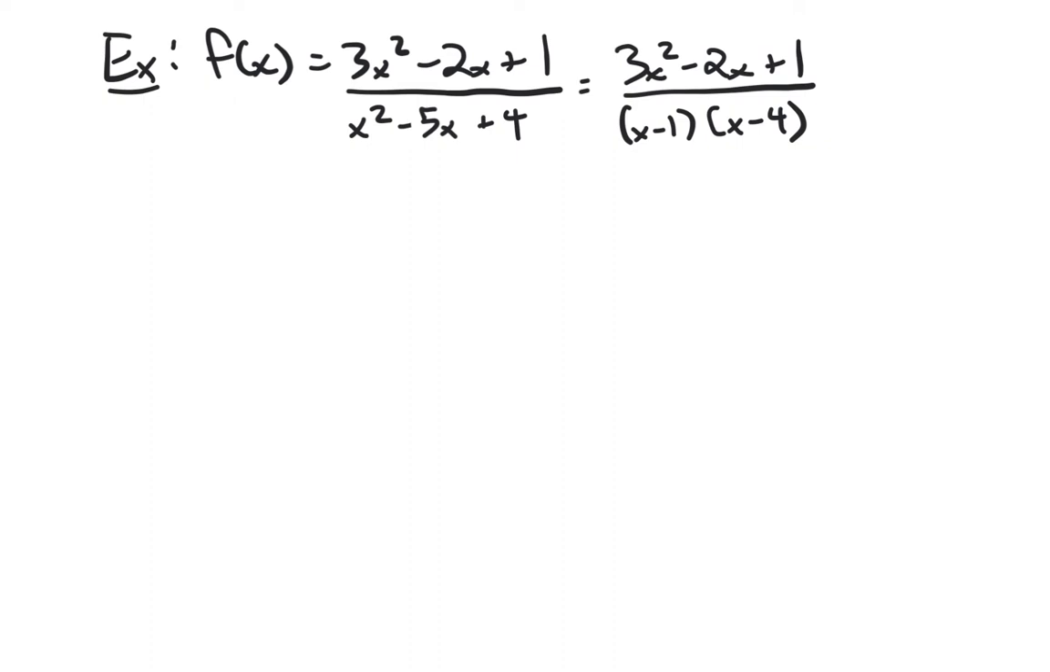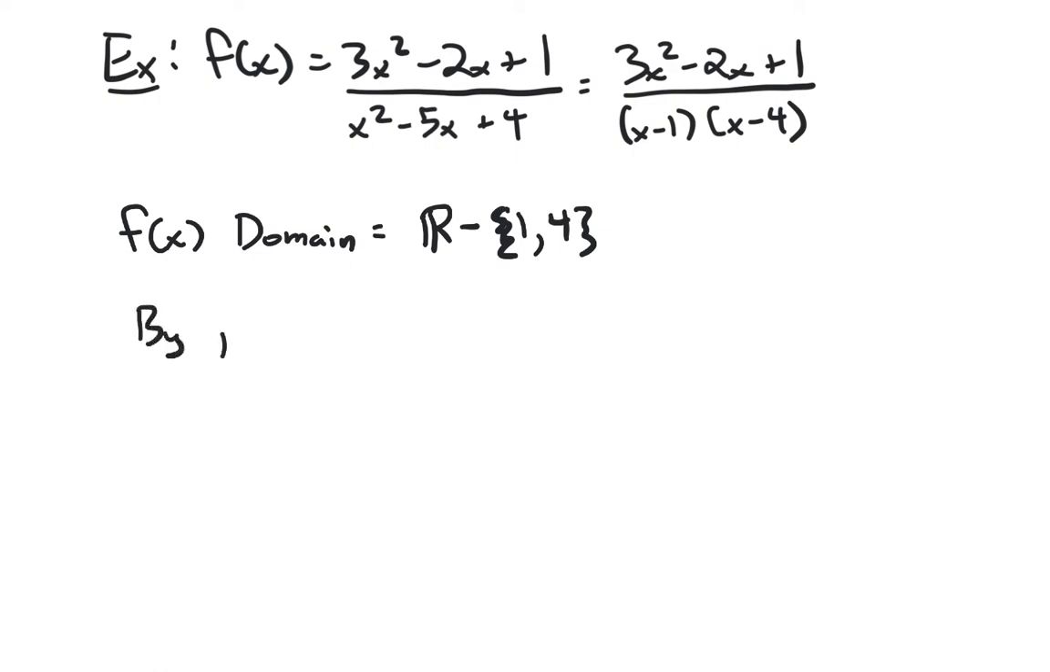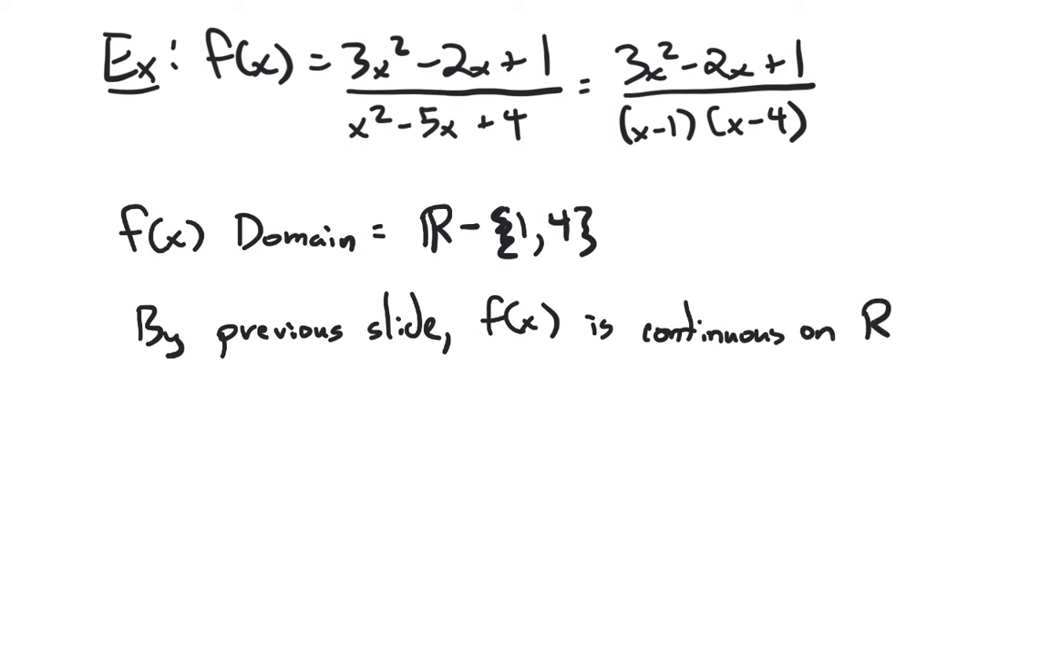So we know that our function, f of x, its domain is all of the real numbers, but not the numbers 1 or 4. We're not allowed to plug those in. That's the natural domain of this function. And by the previous slide, we say that f of x is continuous on all real numbers except for 1 and 4, where our function isn't even defined. In fact, it has some asymptotic behavior going on. I'll just sketch this very quickly.